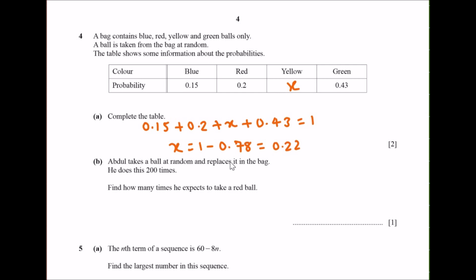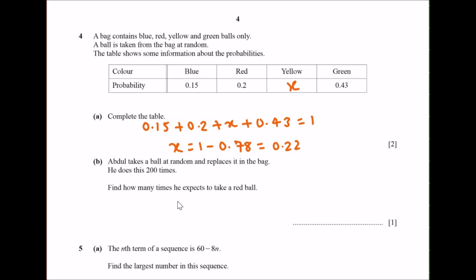Okay, so 0.22 is the answer for this. Now, Abdul takes a ball at random and replaces it in the bag. He does this 200 times. Find how many times he expects to take a red ball.